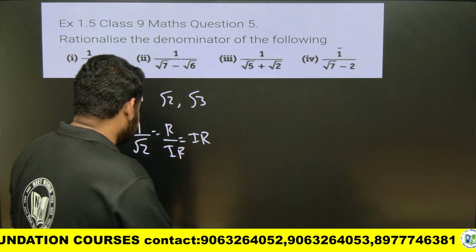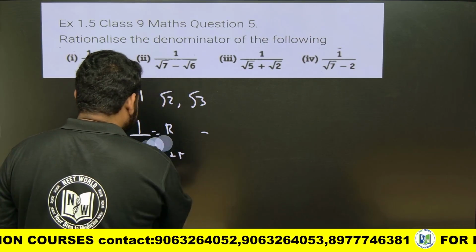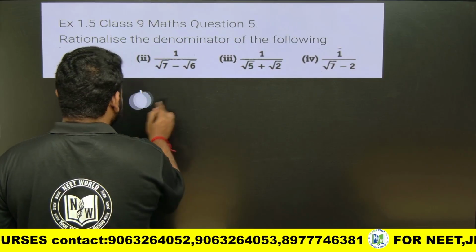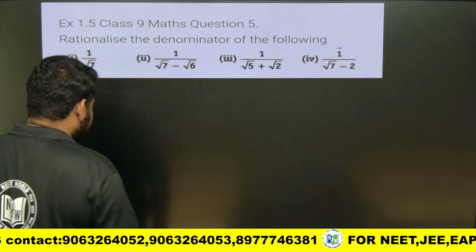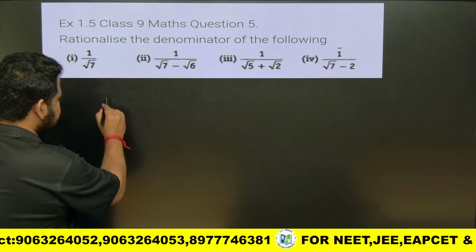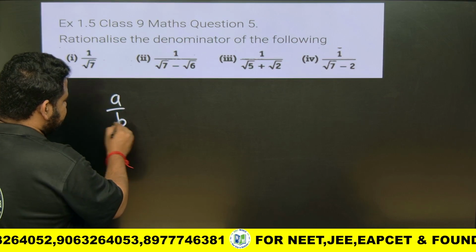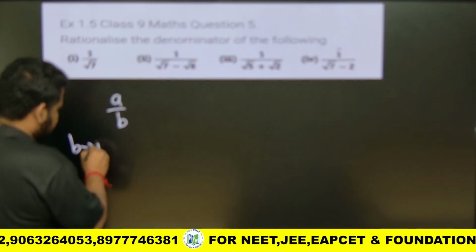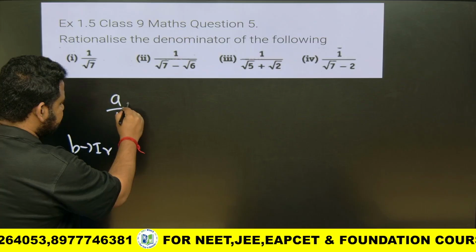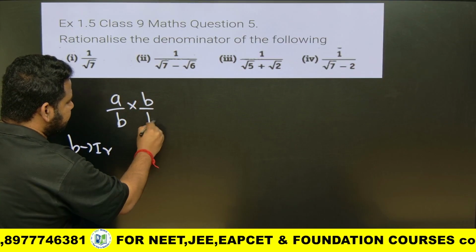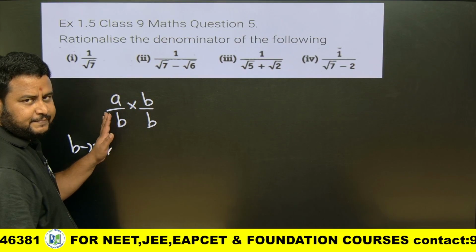First thing, you have to understand that, suppose A by B is given. If B is irrational, then you have to multiply numerator and denominator by just B.